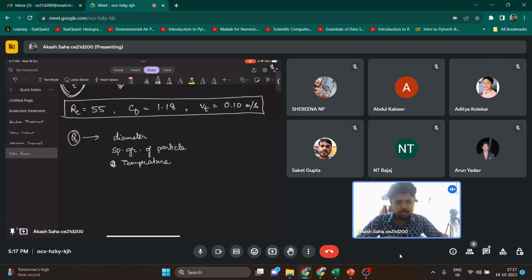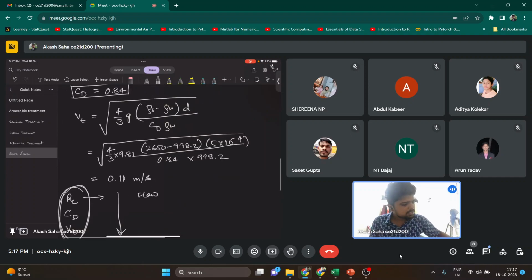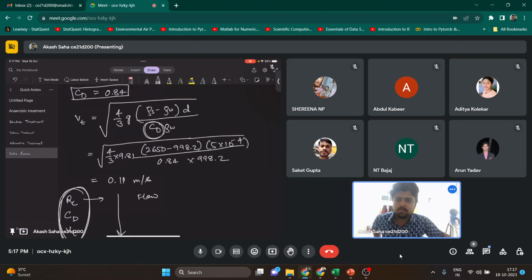But if we don't know whether it's a laminar flow, a turbulent flow or a transitional flow, we directly cannot apply any formula. We cannot directly apply the general formula, because in the general formula, this CD term is coming, right? We know rho s, we know d, we know rho w, g, everything is known, but CD is not known, since we don't know the type of flow.